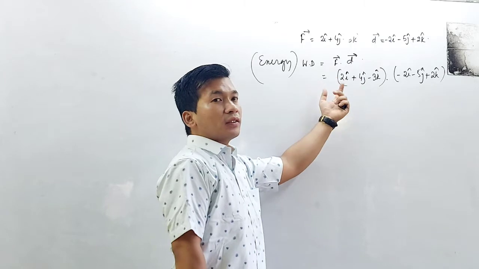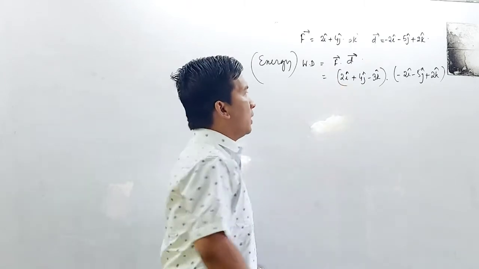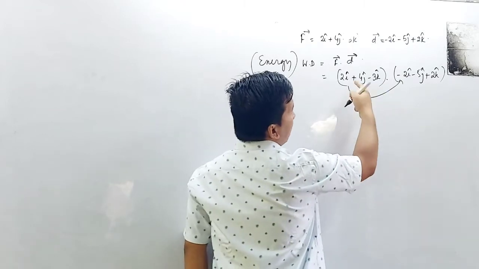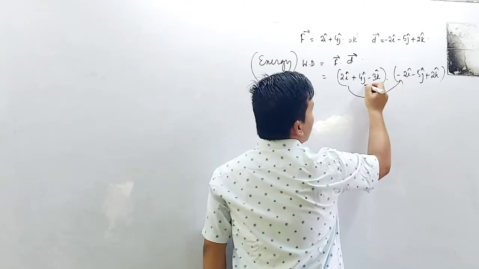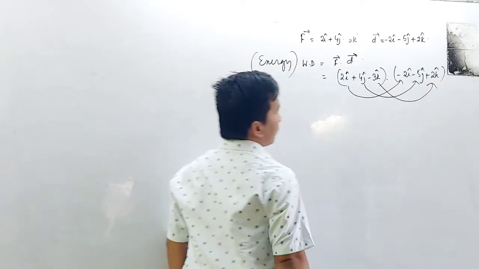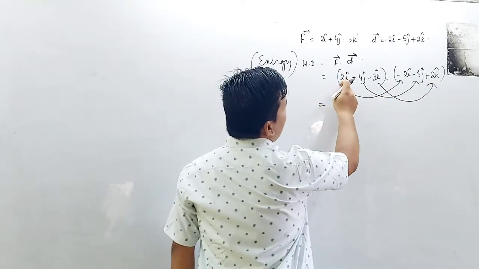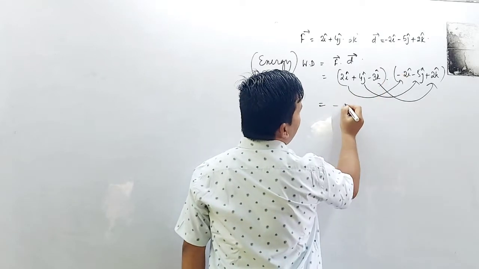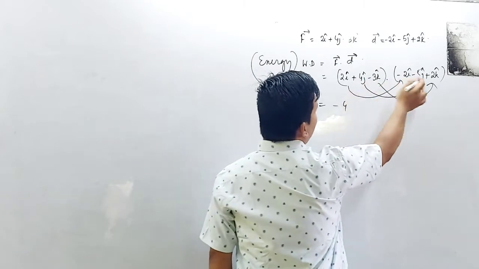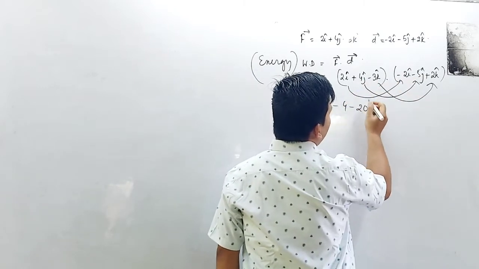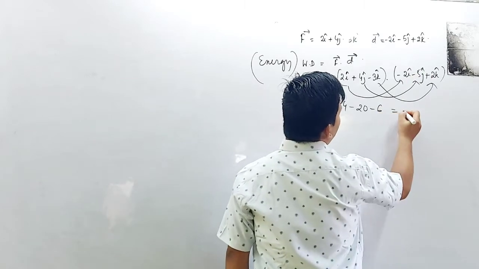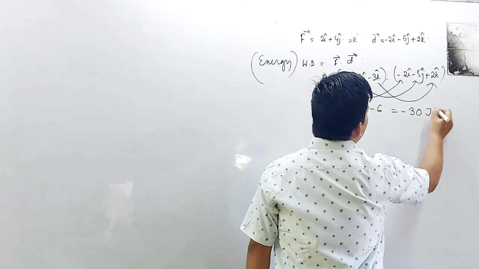And how to find the dot product? It should be with respect to the identical unit vector. I cap must be multiplied with I cap, J cap with J cap, K cap with K cap. So 2 times minus 2 will be minus 4, 4 times minus 5 will be minus 20, and this will be minus 6. Altogether it will be equal to minus 30 joule of work done.